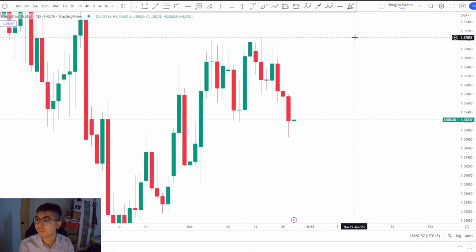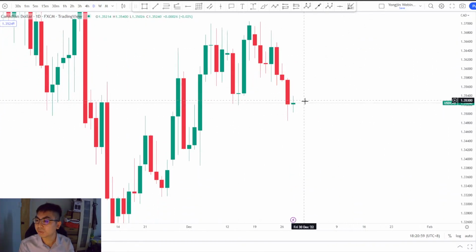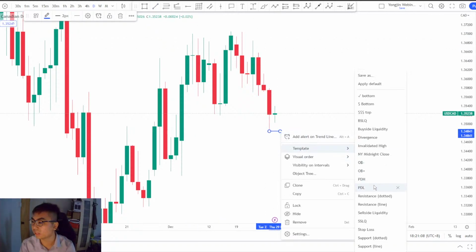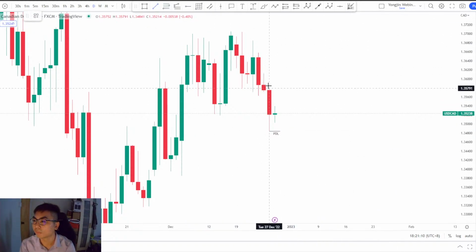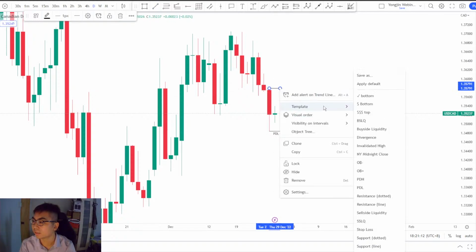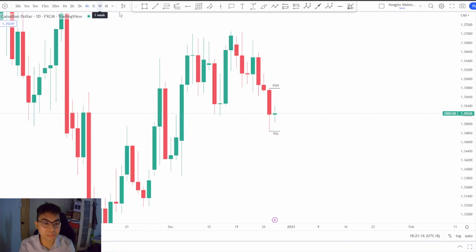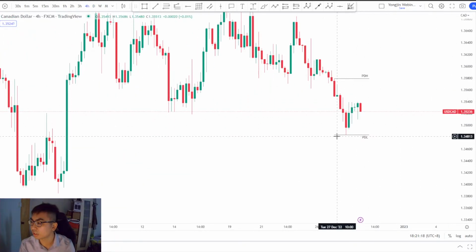Okay, price actually went up. It's heading back down. Where can it head to? Okay, I don't see anything much on the daily chart. I'll just leave out the previous daily low and the previous daily high. So next, I'll move on towards the 4 hour chart.